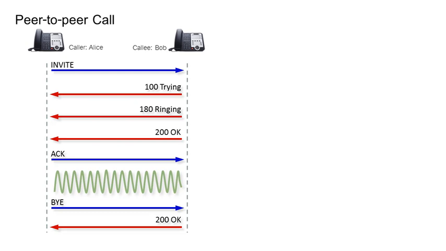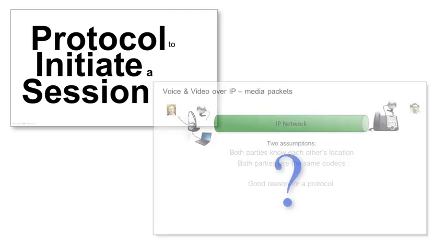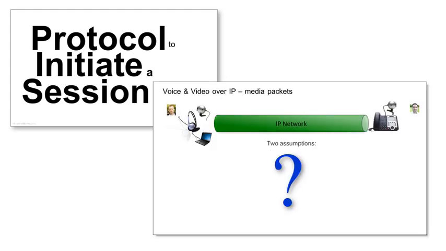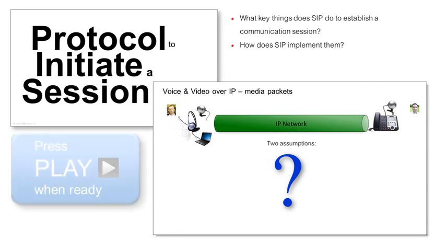In part 3 of this course, we worked through almost 40 modules discovering the intricacies of the peer-to-peer SIP call. Back in the very first lesson, we discussed how SIP, being a protocol to initiate a session, does two key things that are essential to setting up a voice over IP communication. What are they, and how is each implemented through SIP? Well, take a moment to think and then press play when you're ready, and we'll compare notes.